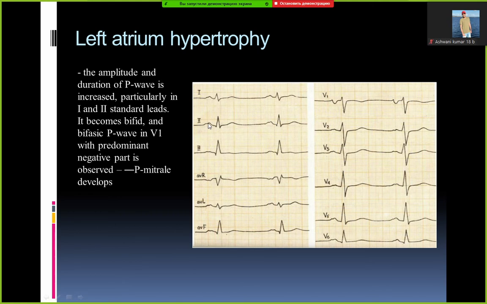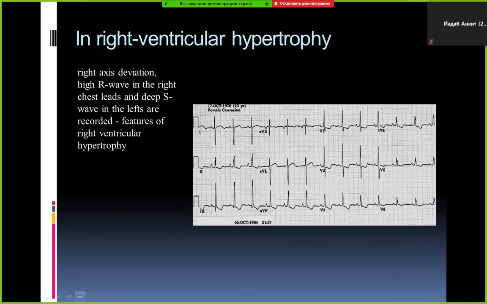This bifid and prolonged P wave is called P mitrale. So left atrium hypertrophy is characterized by presence of P mitrale. P mitrale means prolonged duration and bifid P wave. Right ventricle hypertrophy is presented on this ECG record. It is characterized by very high R waves in V1, V2 chest leads, so-called right chest leads, and deep S wave.